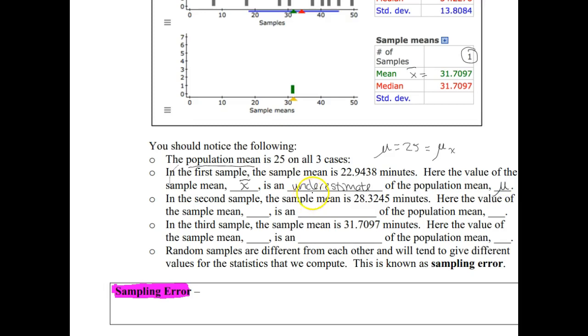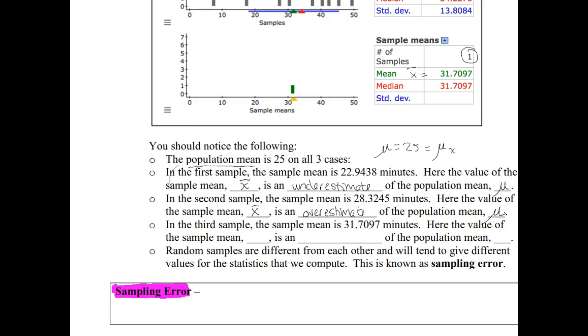Okay. Underestimate because mu is actually 25, but if we were to use x bar as an estimate, we'd think that the population mean was somewhere near 22.9, so a little bit smaller than what it actually is, so an underestimate. In the second sample, the sample mean was 28.3245. Okay, so here the value of the sample mean x bar is an overestimate of the population mean mu.